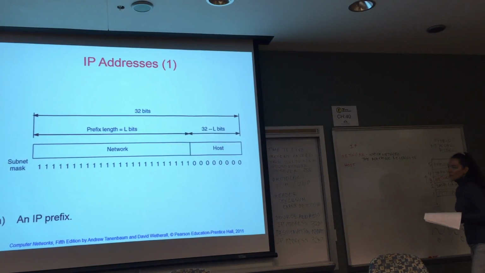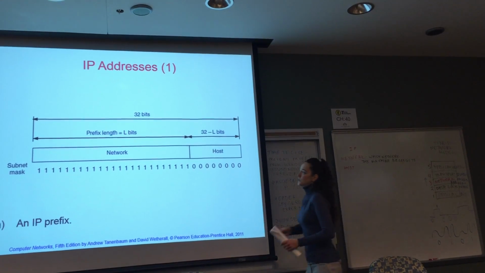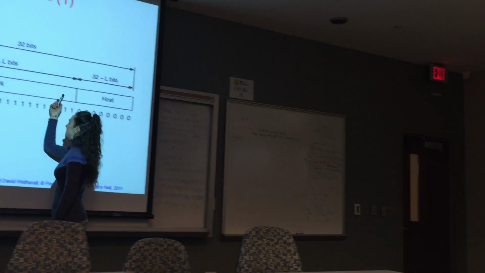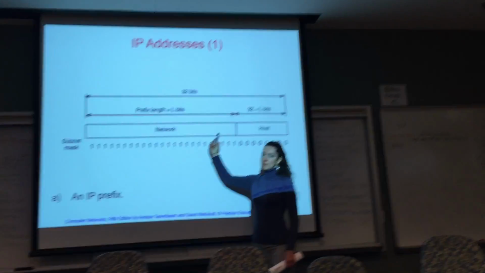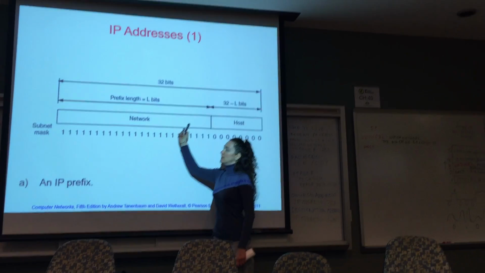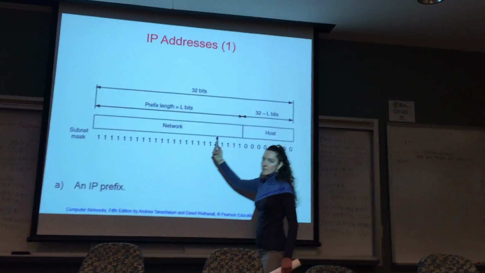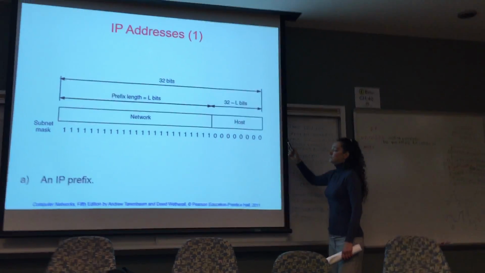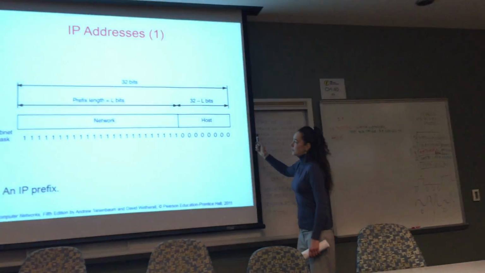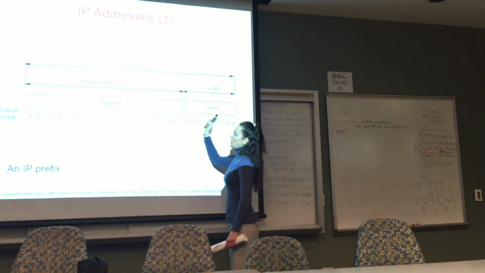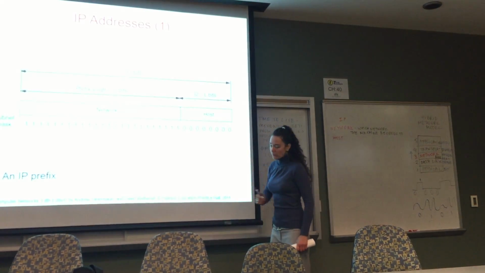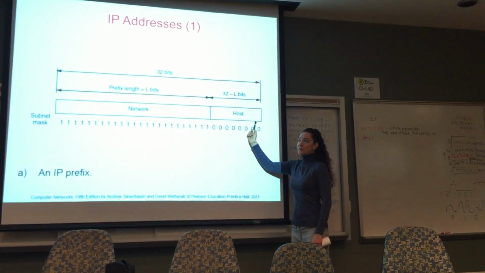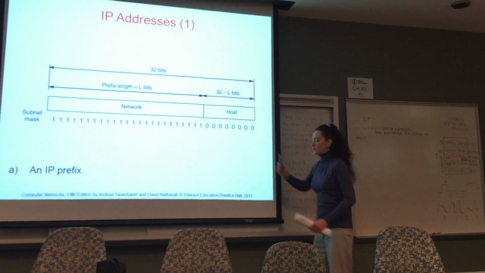In other words, the network part, all the machines that are part of the same network would have this part the same. So all the machines that are on the same network will have the same bits in this field. The host field is telling what is the host number for the machine on this network. So these will differentiate machines from one another that are part of the same network.